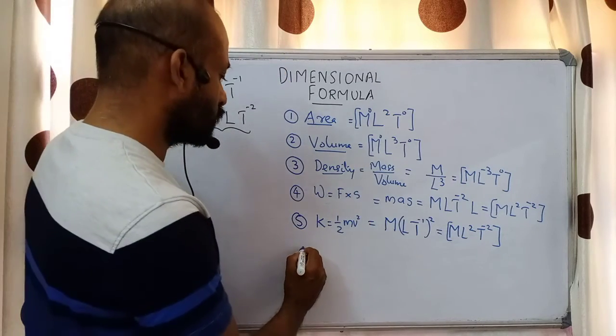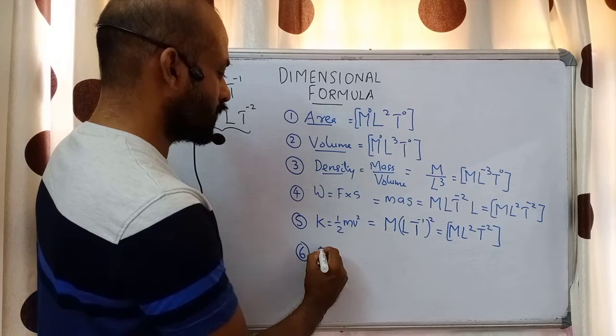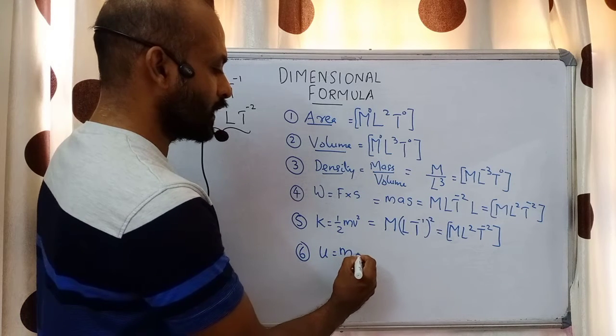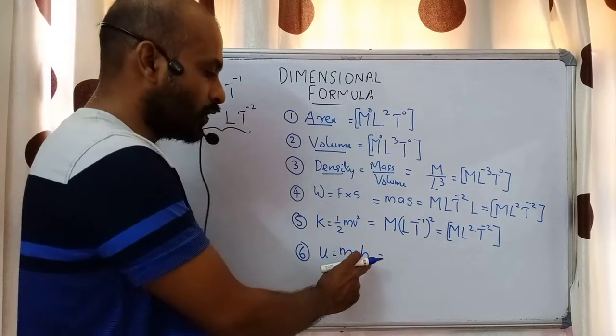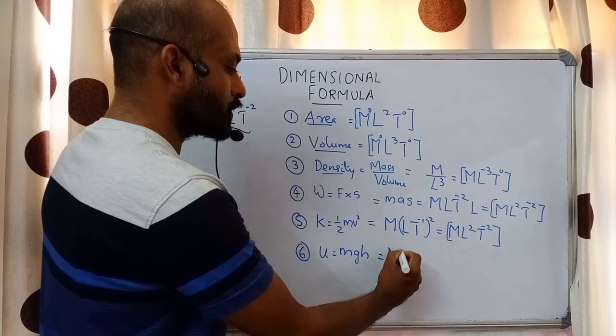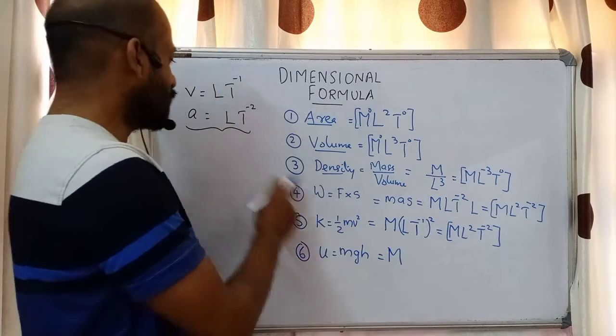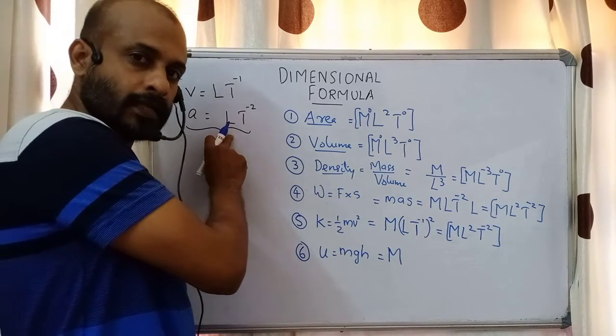Next we need that of potential energy. For potential energy, we have learned the equation mgh: mass into acceleration due to gravity into h. Mass has dimension formula capital M. Acceleration has dimension formula L T raised to minus 2.